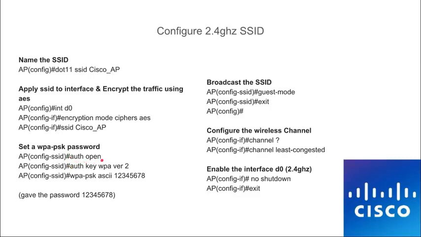Authentication open just means that there are no restrictions on it. It doesn't mean that the network is open, because right here we're setting the password. The password is 1234567, and then we need to broadcast the network. So you type in guest-mode, and that's going to broadcast the network from the wireless frequency. For the wireless channel, I put least congested, but you can put channel 1 right where the question mark is. And then we need to enable that D0 by typing in no shutdown, and it will enable the D0, which is the 2.4 frequency.